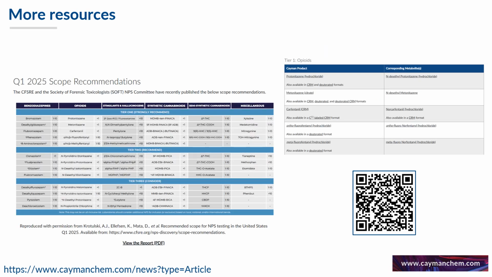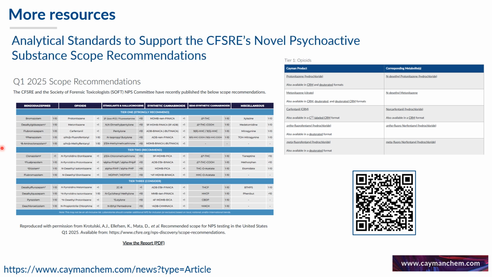We also keep an up-to-date living document on the quarterly scope recommendations of the CFSRE and Soft NPS Committee. We highlight those items that have changed tiers, as well as provide links to the parent standards, their CRMs, and metabolites as they come out for a one-stop shop experience. And if you follow this QR code, that will take you to that article.